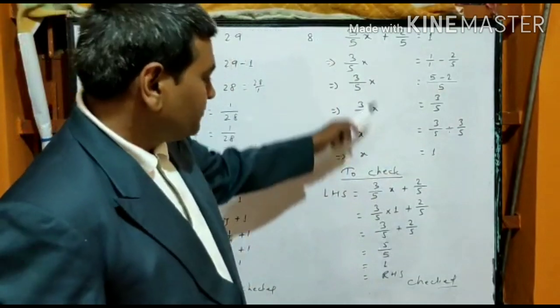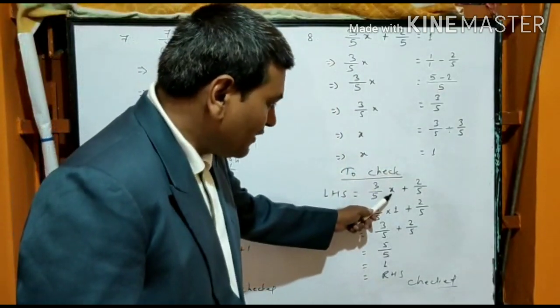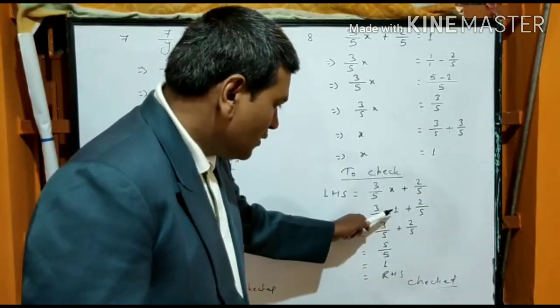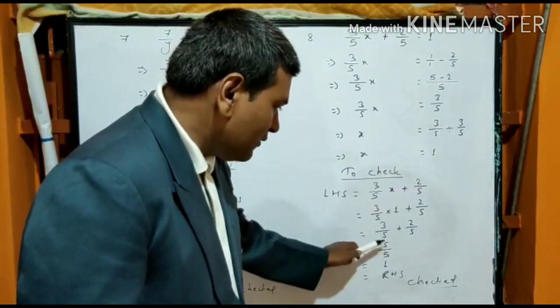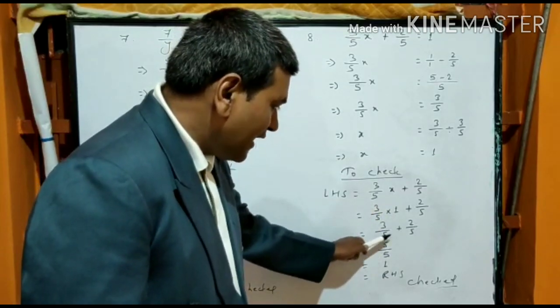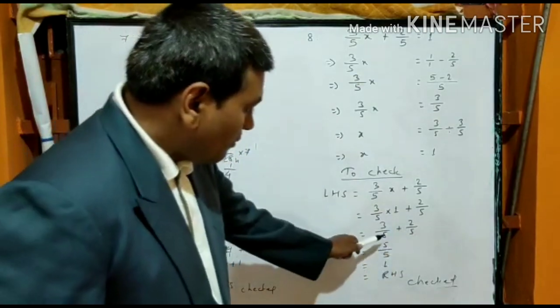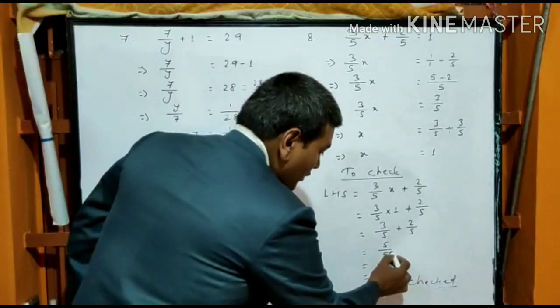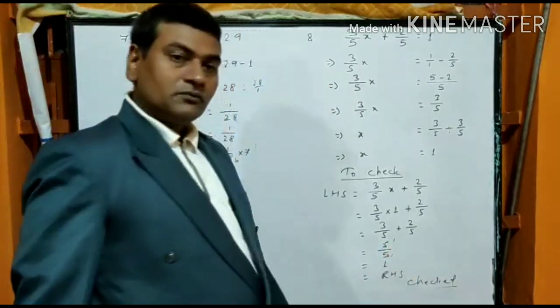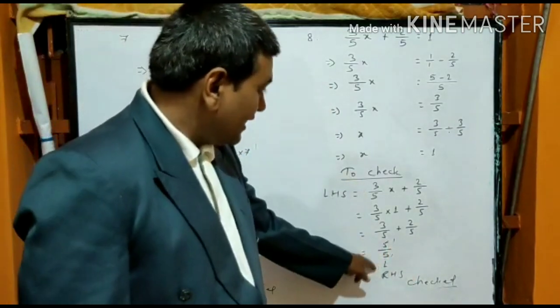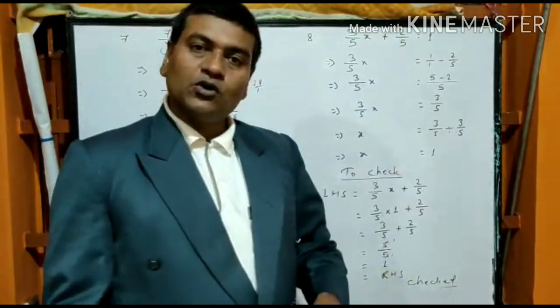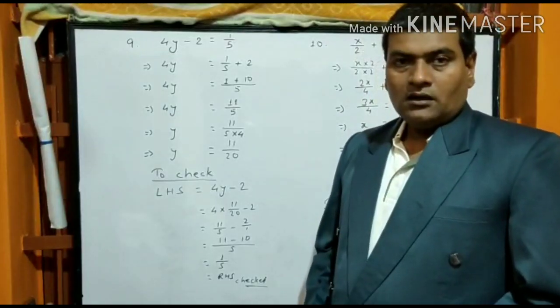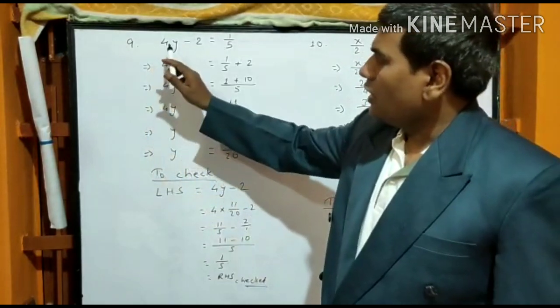Let us check it. Left hand side, put the value of x as 1. When we multiply any number by 1, we get the same number. 3 by 5 plus 2 by 5. Both denominators are same, so 3 plus 2 is 5. 5 by 5, 5 ones are 5. Left hand side and right hand side, both are equal.